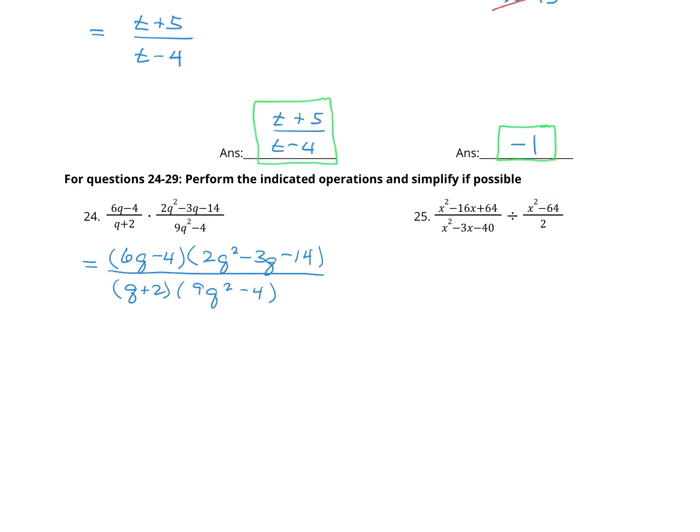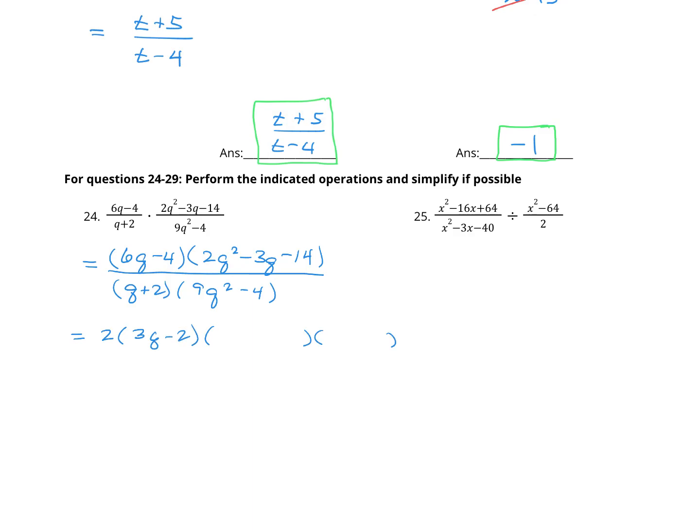Believe it or not, the last thing you want to do here is actually multiply this stuff together, because you'll get a really complicated expression over top of another one. Instead, we're going to factor and cancel. For the 6q minus 4, I can take out a 2. Leaves me with a 3q minus 2.